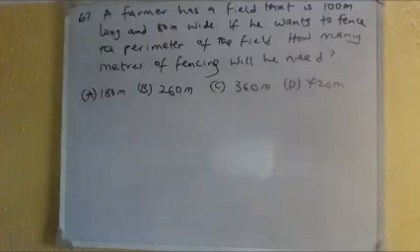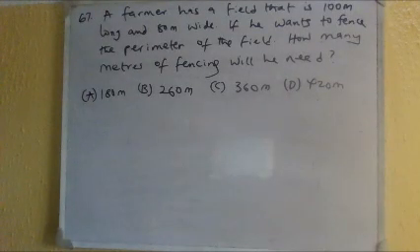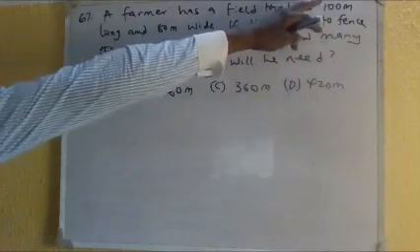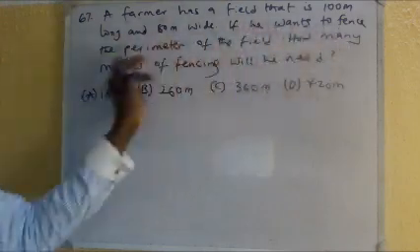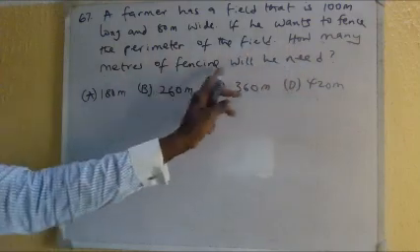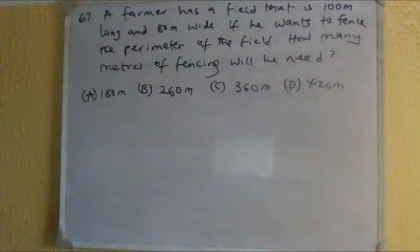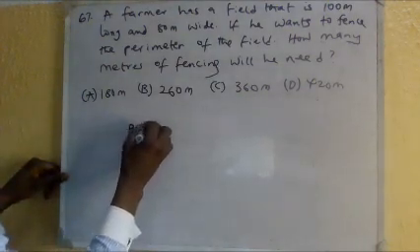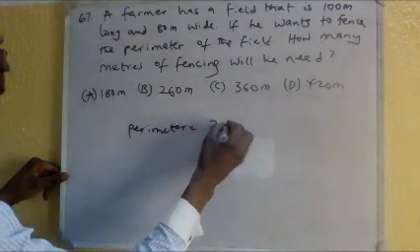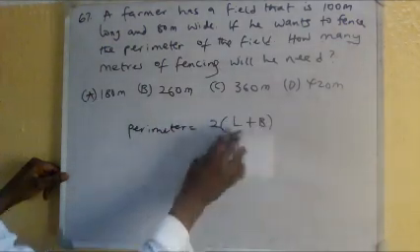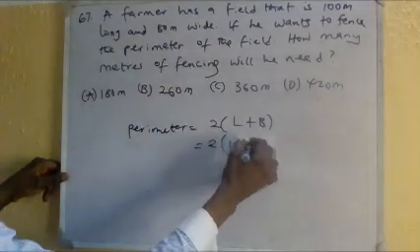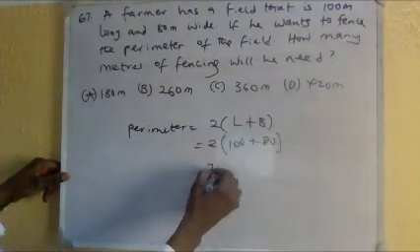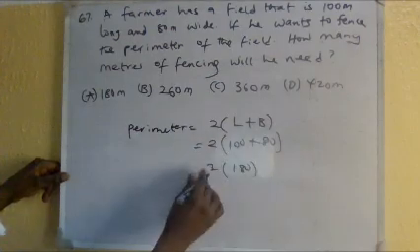So I have the question on the board. It says a farmer has a field that is 100 meters long and 80 meters wide. If he wants to fence the perimeter of the field, how many meters of fencing will he need? This is just purely the perimeter of a rectangle. Perimeter, the formula is 2 into L plus B, where L is the length and B is the breadth. 2 into L, length is 100, breadth is 80. Okay, so 2 into 100 plus 80 is 180. 2 times 180 is 360. 360 meters is the answer.